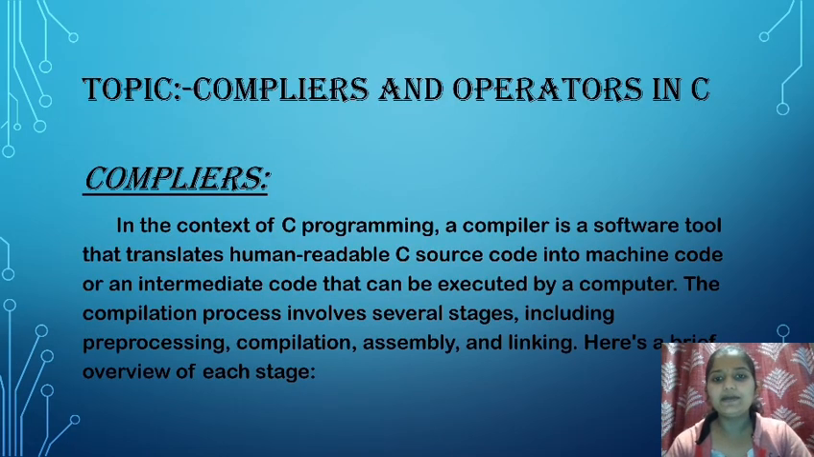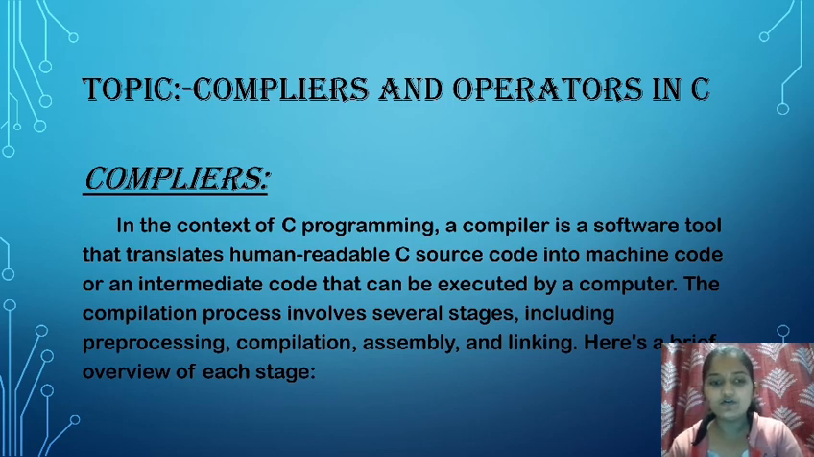Today's topic is Compilers and Operators in C. Compilers. In the context of C programming, a compiler is a software tool that translates human-readable C source code into machine code or an intermediate code that can be executed by a computer.